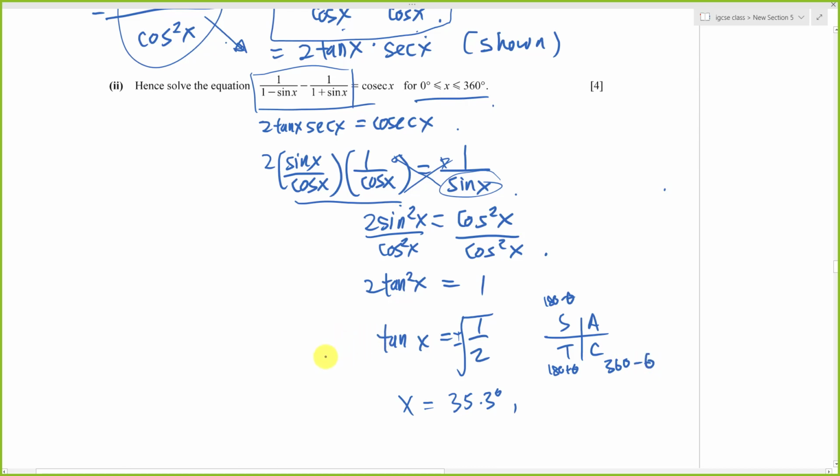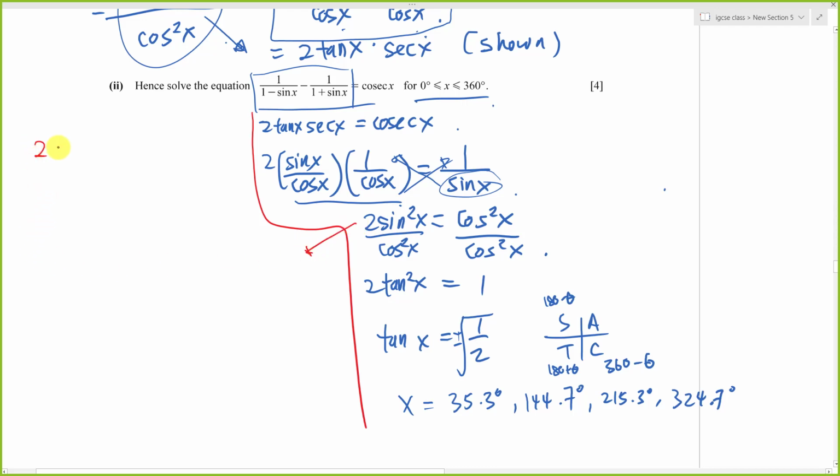So I will just do 180 minus 35.3, I get 144.7. And then 180 plus this one, I will get 215.3. 360 minus 35.3, I will get 324.7. Yep, this is how I actually get all the answers. Okay, because in math you just want to explore all the possibilities. So I'm thinking what happens if I don't divide by cos square x, because some students might not be able to think about dividing by cos square x.